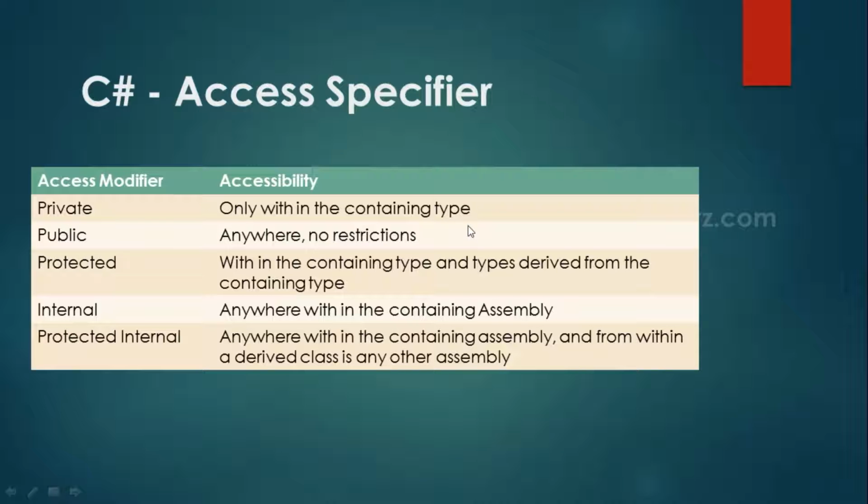A private member means a variable or a method, whatever is declared. Private members are available only within the containing type, whereas public members are available anywhere. There are no restrictions. So please remember these two as opposite to each other. Private has all restrictions, public has no restrictions. So let us see with an example.